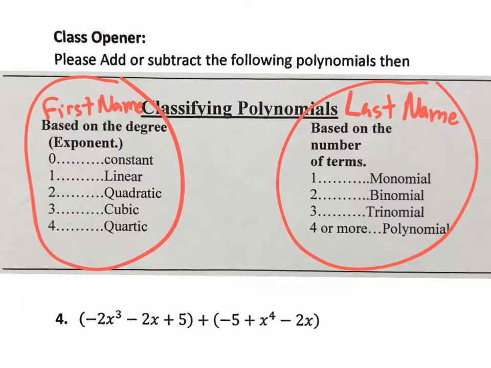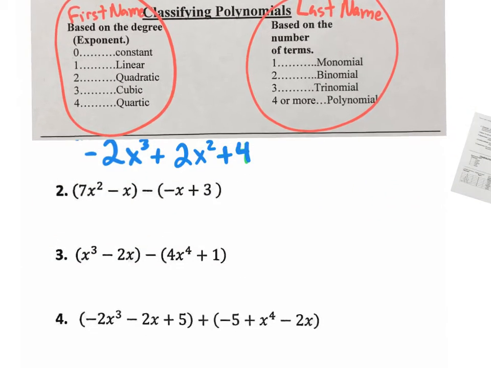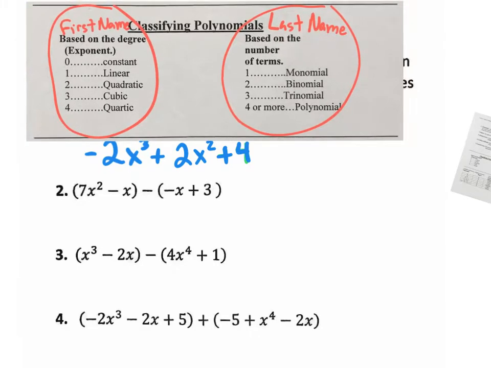The first name is based on the degree, which is the highest exponent. So if you happen to have a highest exponent of 3, it's cubic. Highest exponent of 2, quadratic. Highest exponent of 4, quartic. And the last name is based on how many terms you have. And remember, the terms are separated either with a plus or a minus. So let me not get this out of the way completely. It's right here, first and last name.